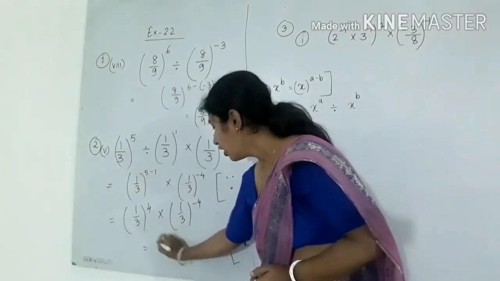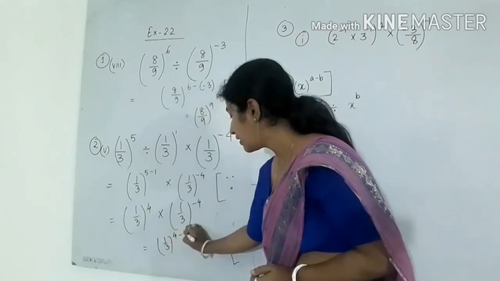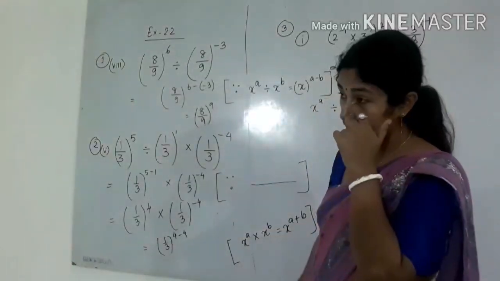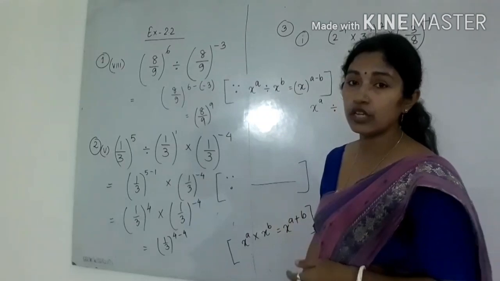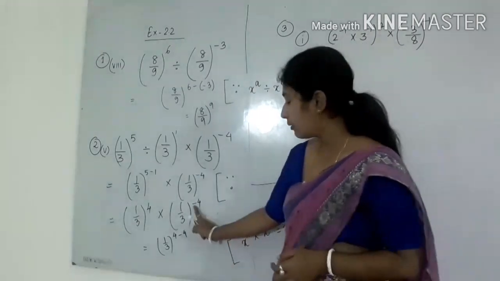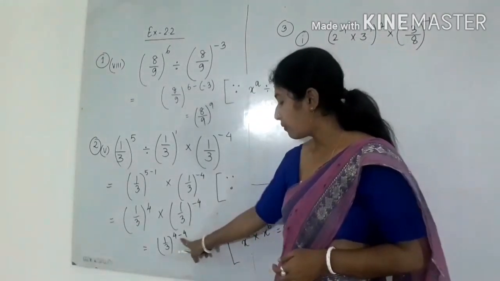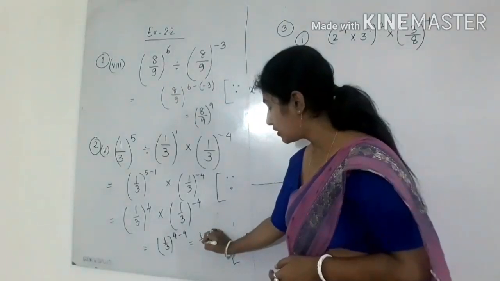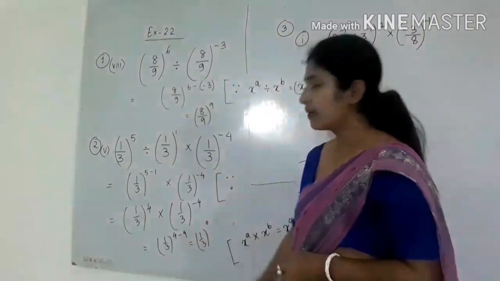(1/3)^(4 - 4). You are adding 4 and minus 4, so there will be no change in sign. It will be minus. So 4 minus 4 will be 0. So (1/3) to the power 0 will be what?